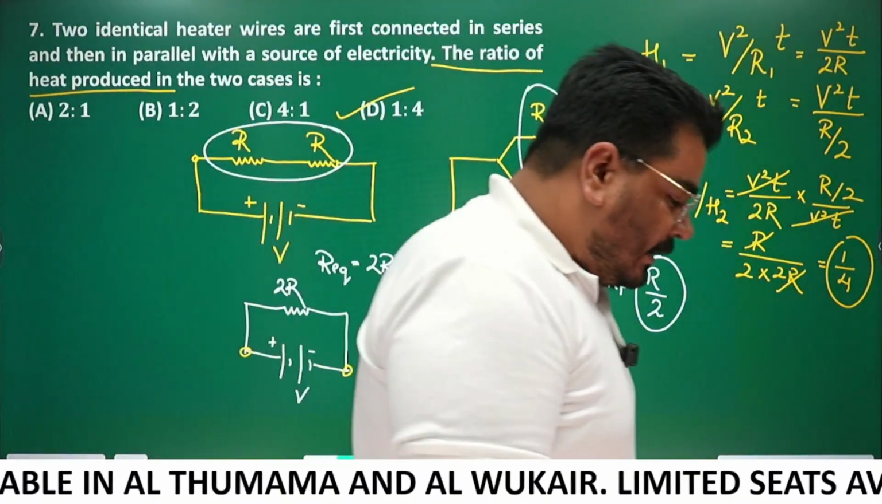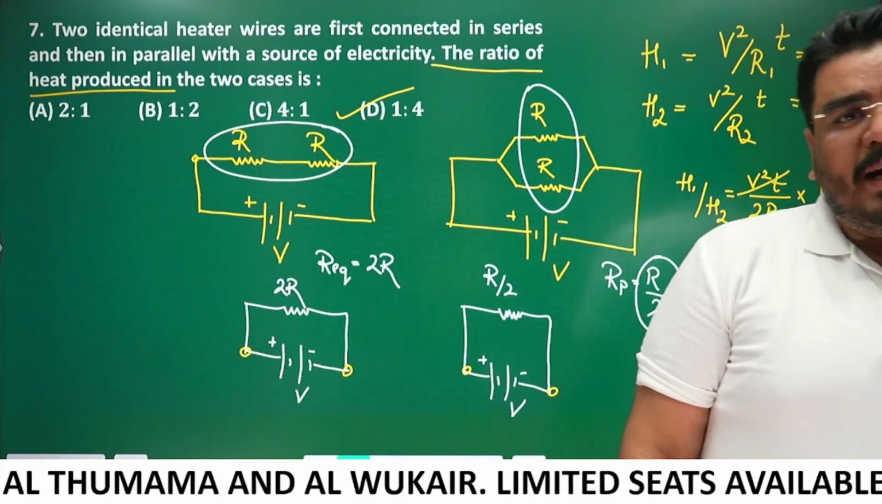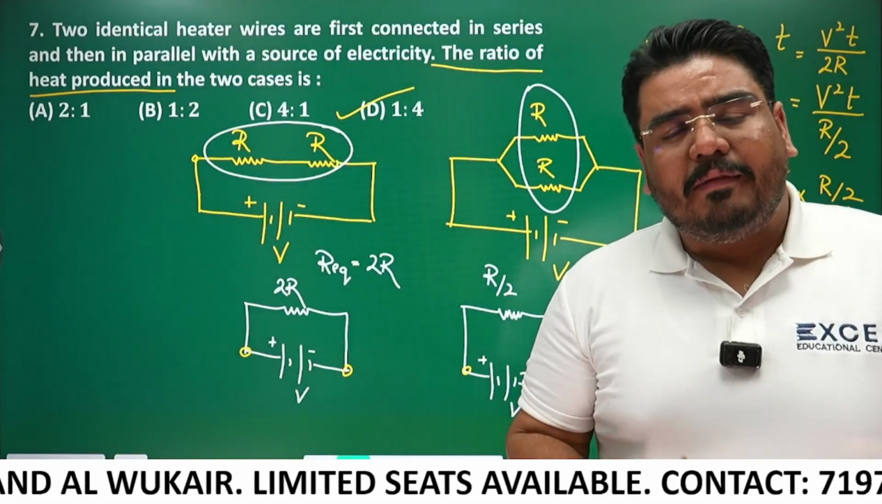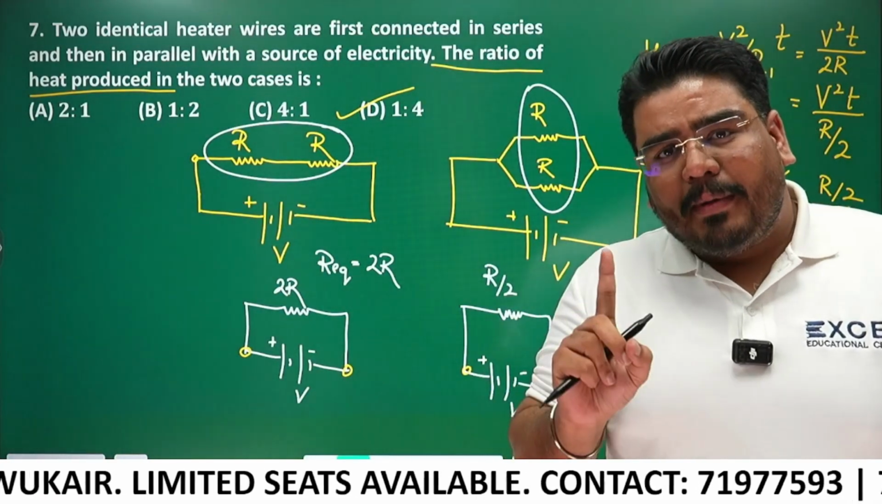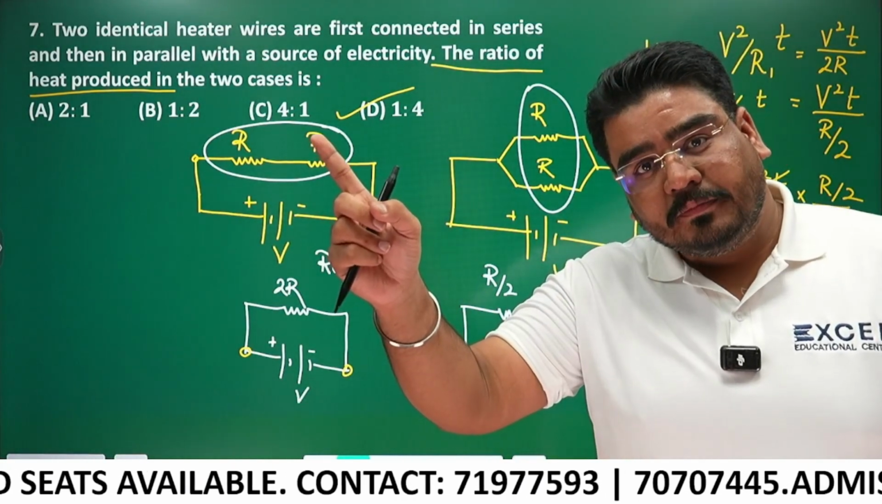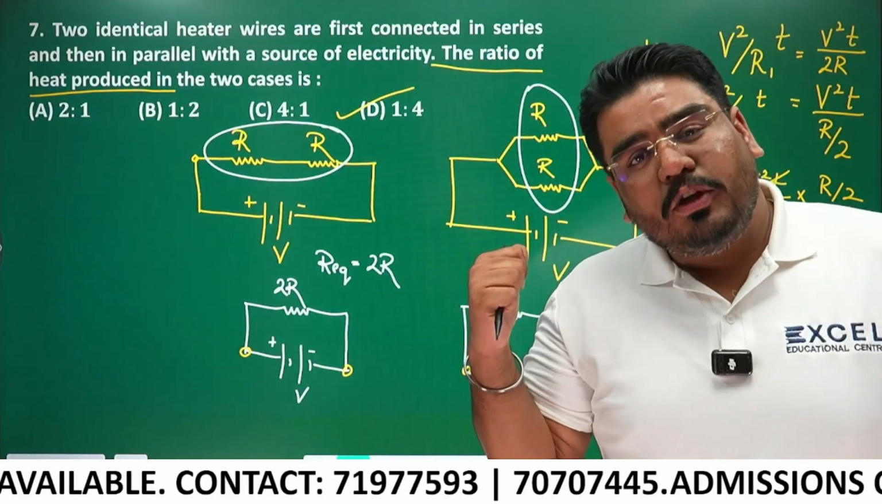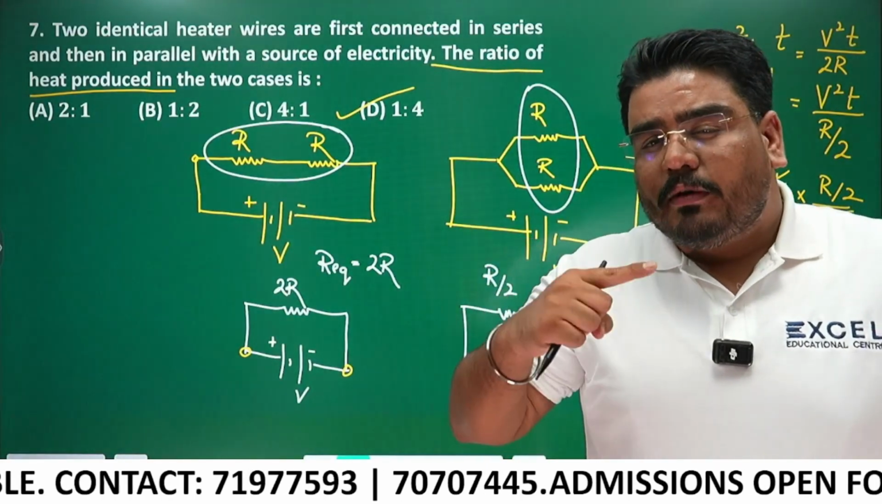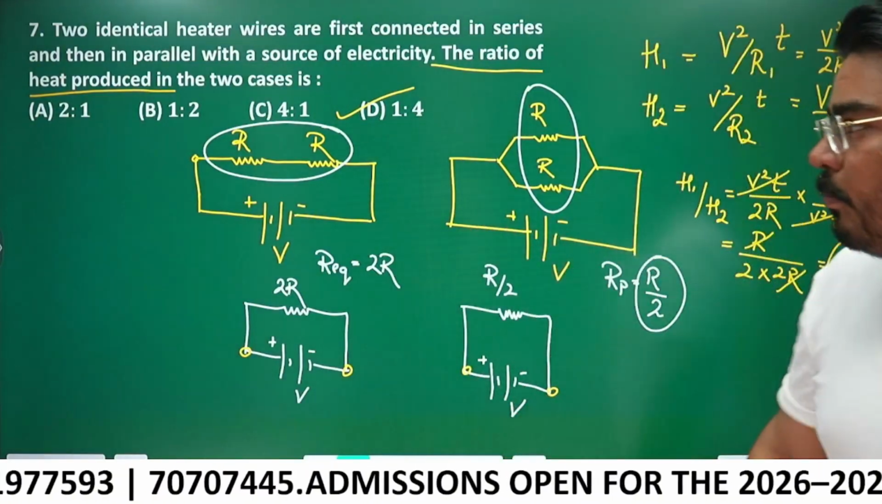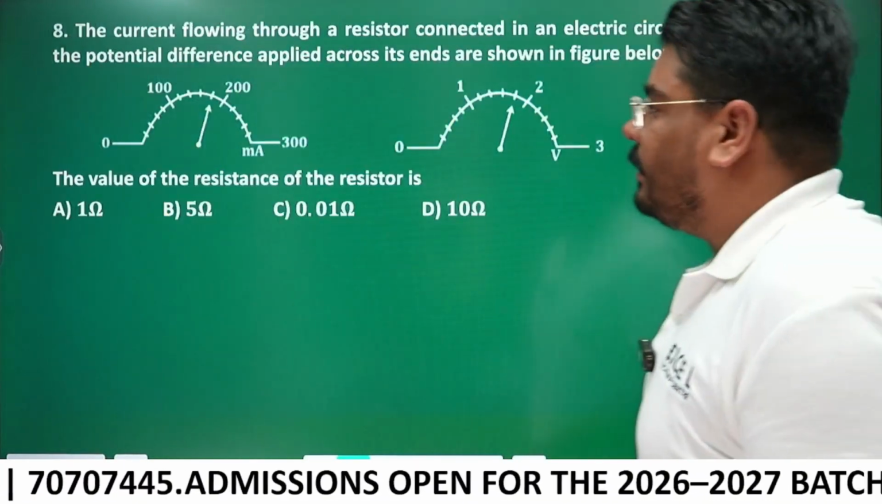I hope the simple and basic concept of a question on heat is clear to everyone. Very commonly they will ask you the ratios for heat. Remember, if the currents are same, then you use I square RT. If the voltages are same, then we use V square by RT, because you are looking for the ratio and it will be easily cancelled, right? Moving on to the next one.